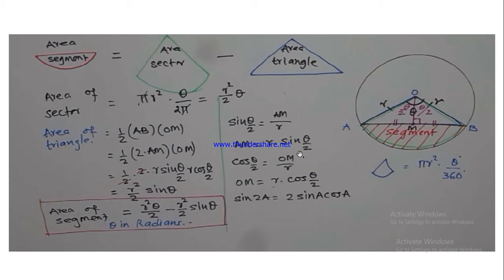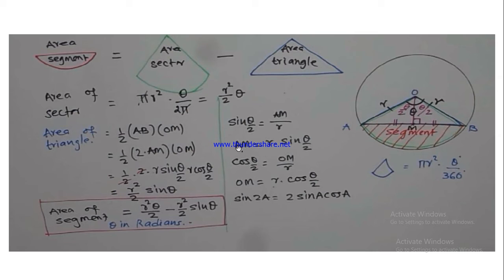Similarly, we can find OM. For this we calculate cos theta by 2. Cos theta by 2 is base upon hypotenuse. The base is OM and the hypotenuse is OA again. And OA is the radius, so we get the expression for OM, which is R cos theta by 2. Now we have found the expressions for OM and AM.